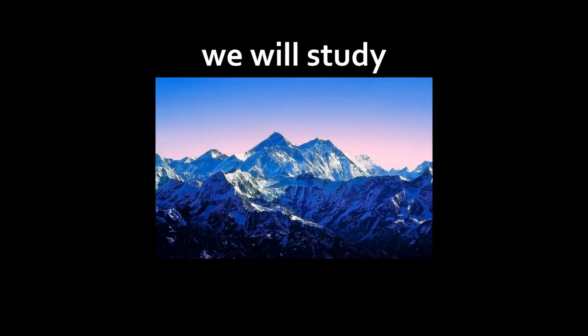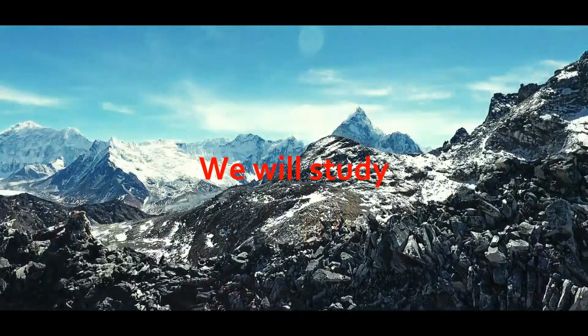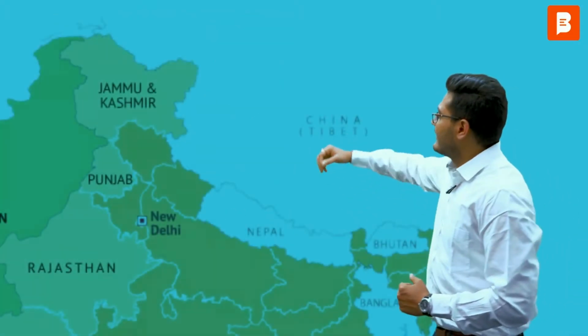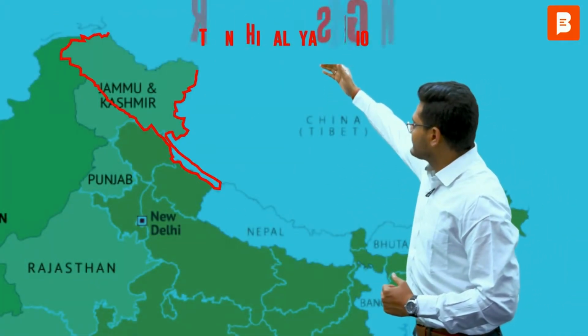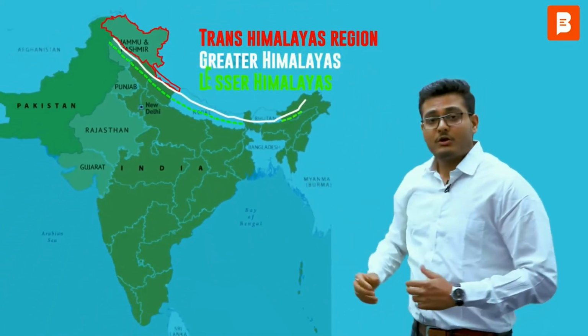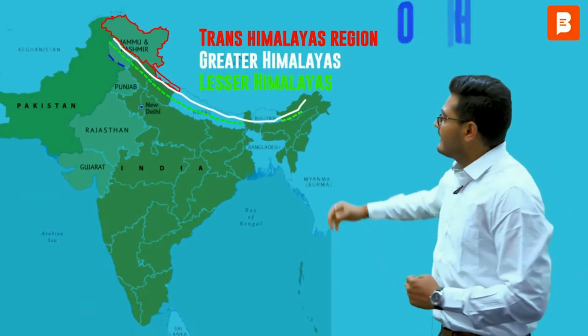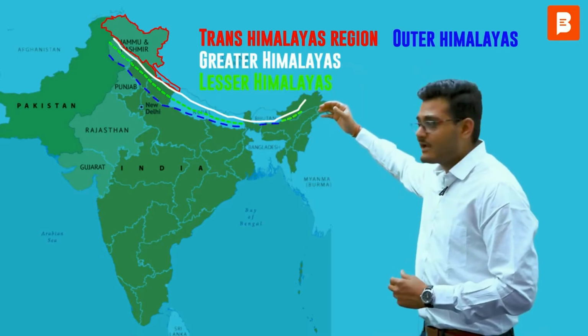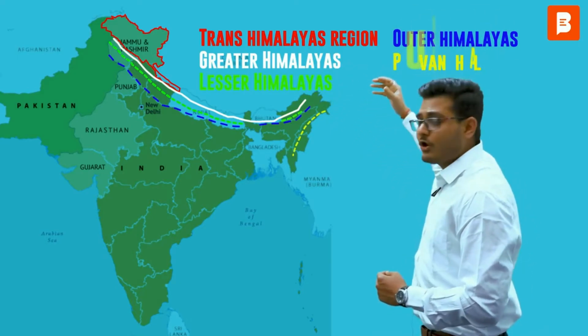We will study the Himalayas in two parts. First, we will study the Himalayan ranges from north to south, and then we will study the regional Himalayan distribution. Now, let's start with the ranges of the Himalayas. When we move from north to south, the ranges are the Trans-Himalayas, the Greater Himalayas or Himadri, the Lesser Himalayas, which are also called the Middle Himalayas or Himachal. Then come the Shivaliks or the Outer Himalayas, and then the Eastern Hills or Purvanchal.